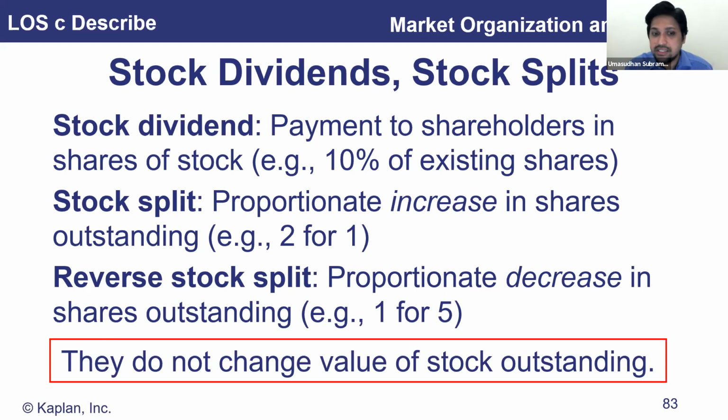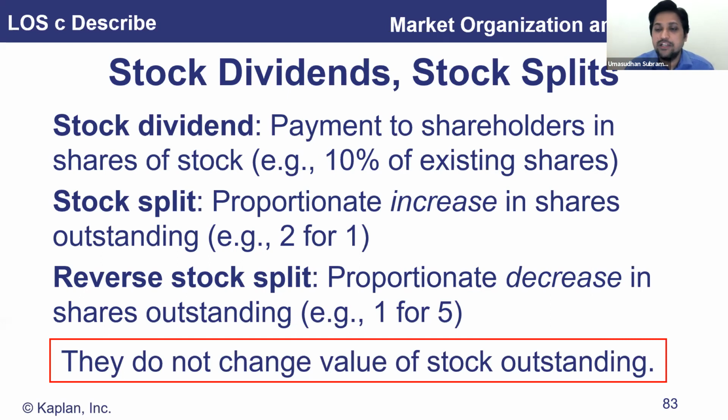But remember, as I told you, it doesn't mean you now have more value. Your value is not going to change, because when the number of shares increases, what happens to your earnings per share? Your earnings per share is going to get diluted. Your book value per share is going to get diluted. So your value is going to get diluted in proportion to the increase in the number of shares. So at the end of the day, nothing happens when there is a stock dividend.